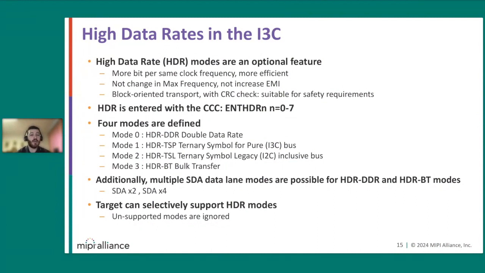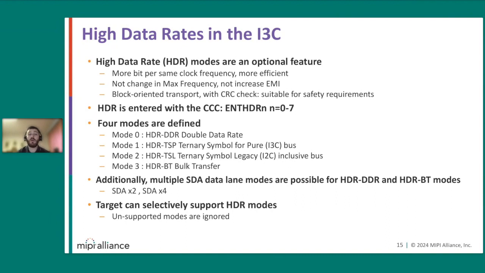So as I just said, the high data rate modes are an optional feature. The purpose of them was to get more bits in the same clock, but doing that without increasing EMI, right? So no change in the max clock frequency, but more data throughput was the goal. These are all block-oriented transport, and we do use a CRC check on our HDR modes for safety requirements.